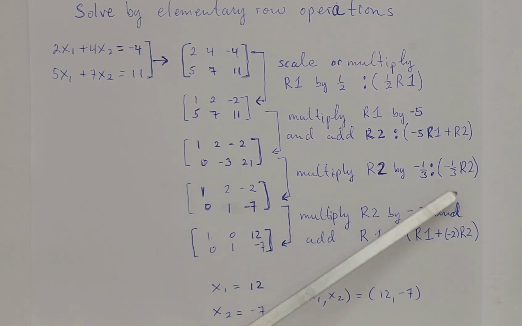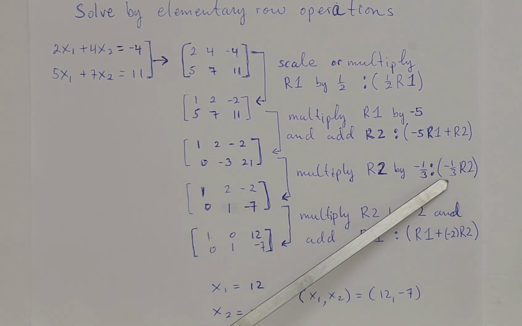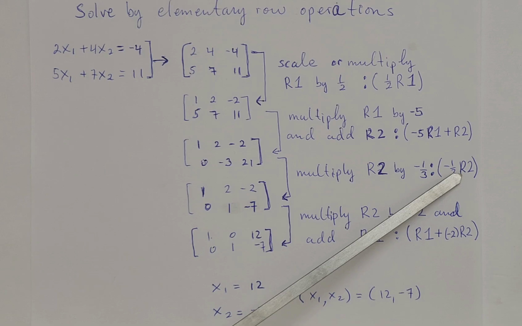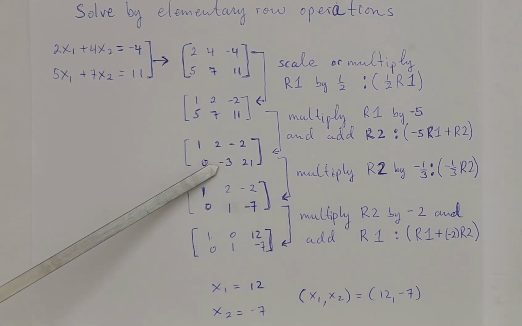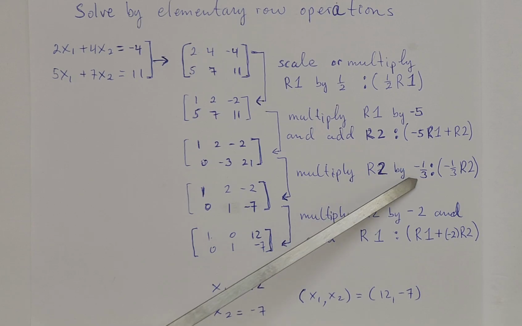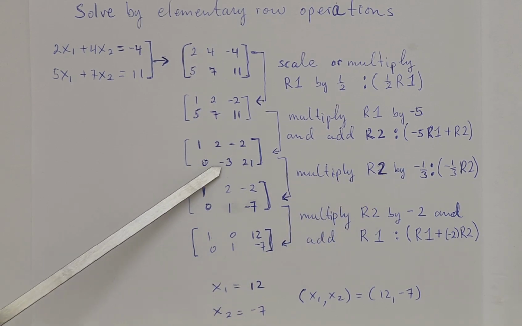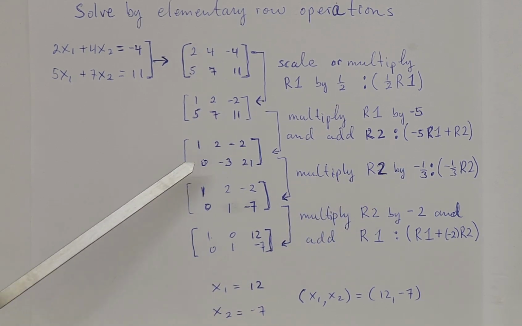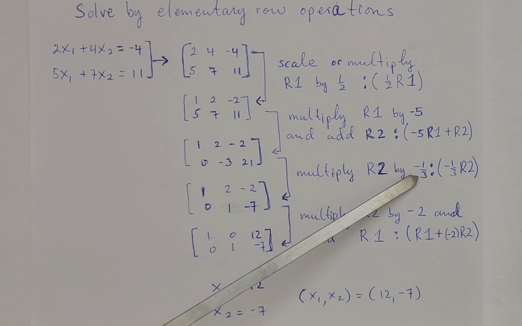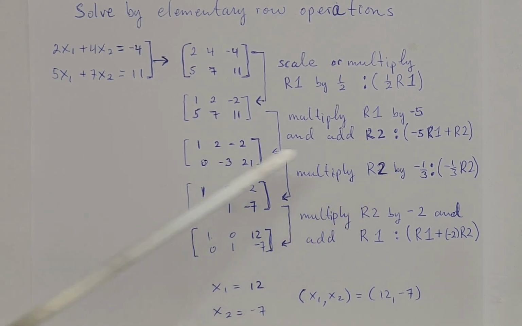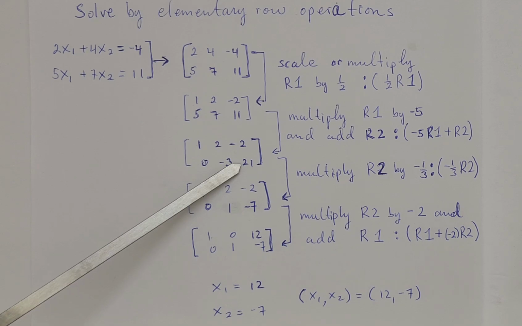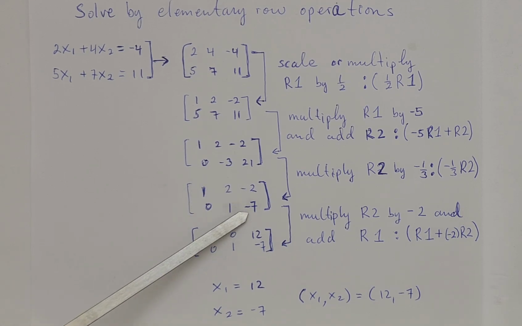This is how we write -1/3 times everything in row 2. -1/3 times -3 gives me positive, and then 3 times 1/3 gives me this 1. -1/3 times 21 gives me -7.